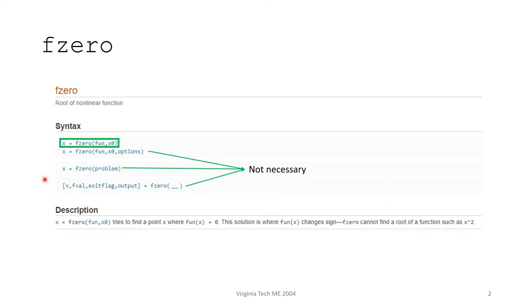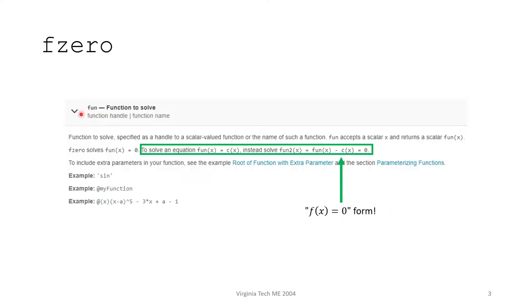There are some other syntaxes, such as this one with additional outputs. These aren't necessary for this class, but I encourage you to try them out just to see what they do. Fun, which is one of the two inputs to fzero, must be an anonymous function, which you know how to write by now. The most important thing is to put it in f of x equals 0 form. MATLAB even includes this in their documentation.